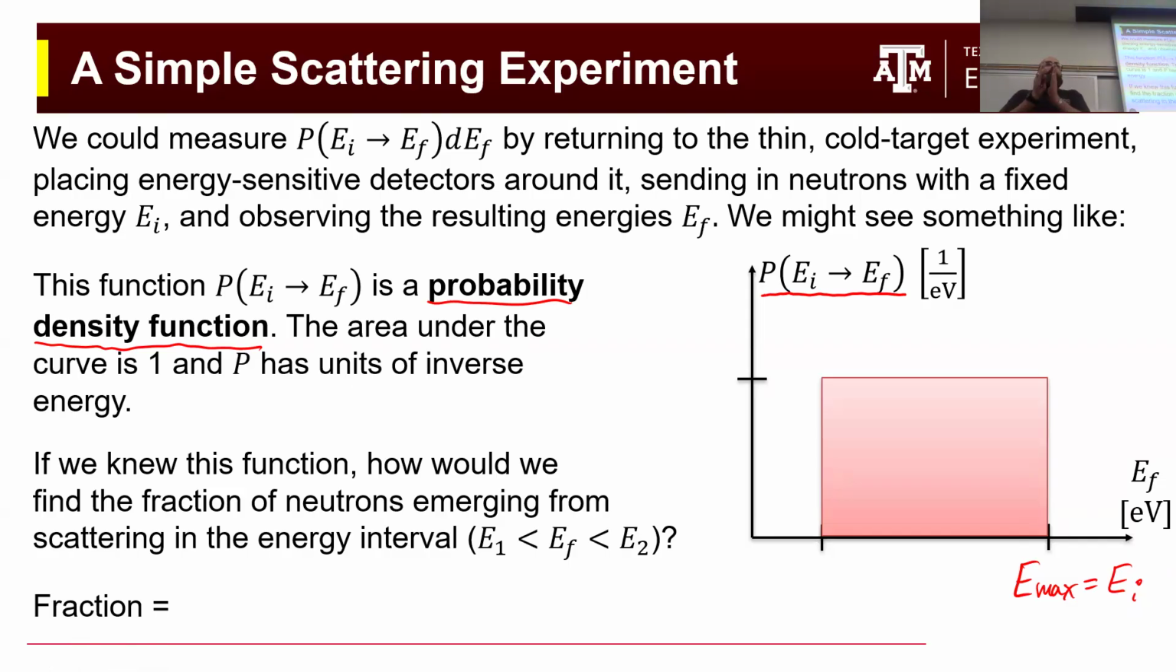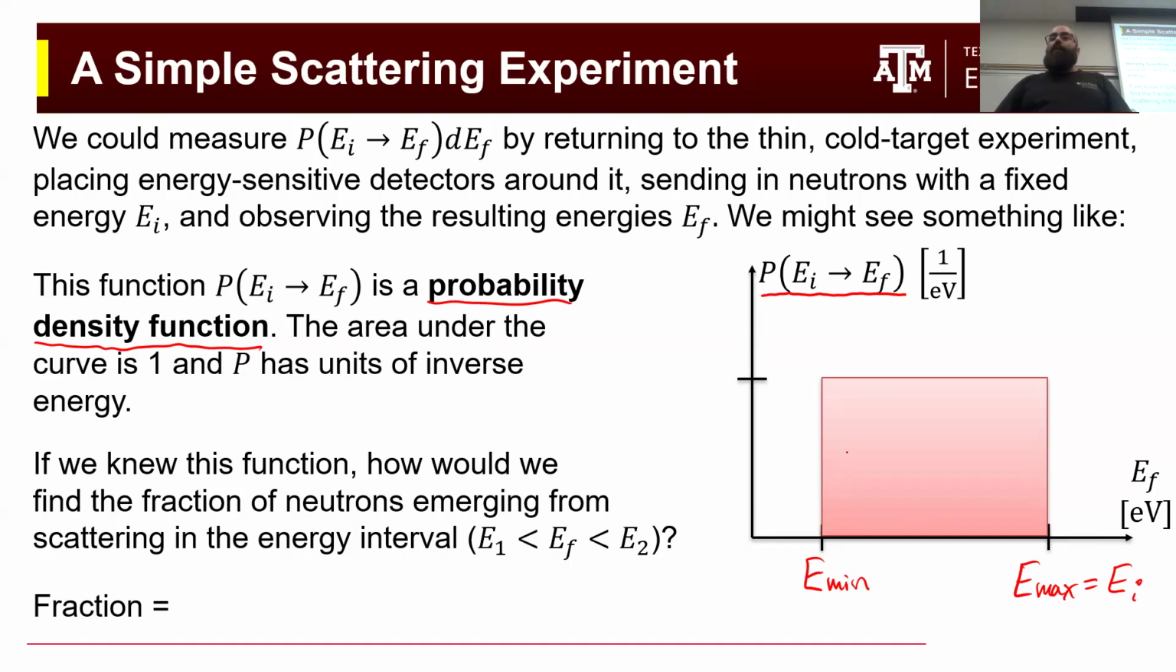Depending on the material they're colliding with, the neutrons could definitely lose energy in that collision, but only up to a certain point. I'll write E min here to say this is the minimum possible energy we would see neutrons coming out with. Past that minimum, you don't see any neutrons scattered into lower energies. So that's what my horizontal axis looks like: an energy interval going from E min to EI.